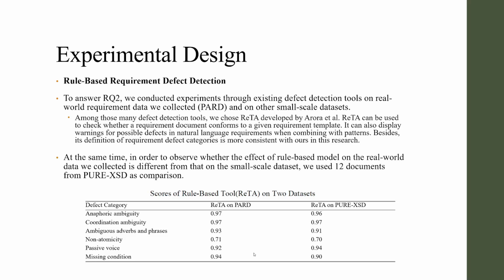Among those many defect detection tools, we choose RETA because it can be used to check whether a requirement document conforms to a given template and can also display warnings for possible defects in natural language requirements when combining with patterns. Besides, its definition of requirement defect categories is more consistent with ours in this research. At the same time, in order to observe whether the rule-based model on the real-world data we collect is different from the small-scale dataset, we used 12 documents from the PURE dataset as comparison.